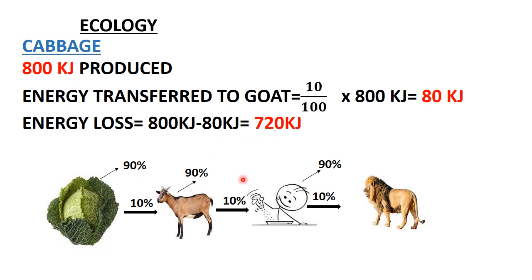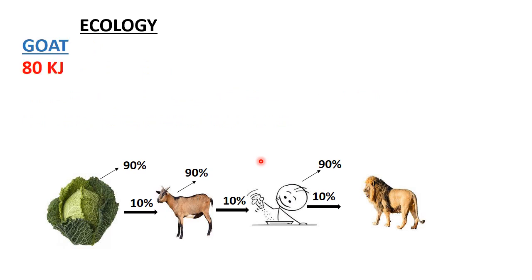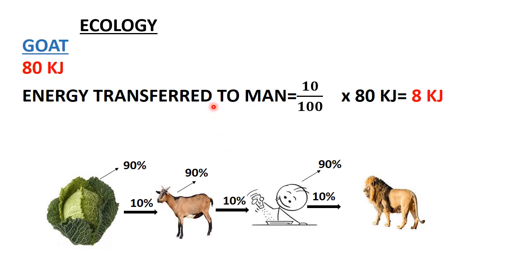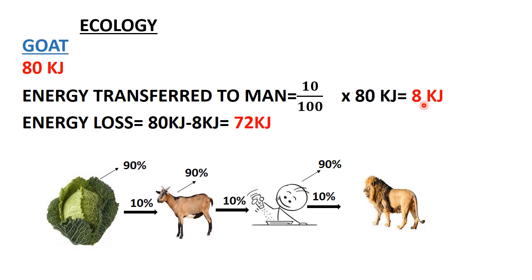So what about this man here? How much is he going to benefit? Again, we'll do the same. For the goat, there is 80 kilojoules. From these 80 kilojoules, 10% is what is going to be available for the man. So 10% of 80 kilojoules is 8 kilojoules. How much has been lost? We just subtract 8 from 80, and we're going to have 72 kilojoules that has been lost to the environment. So this man here, out of the 80 kilojoules, has only benefited 8 kilojoules.